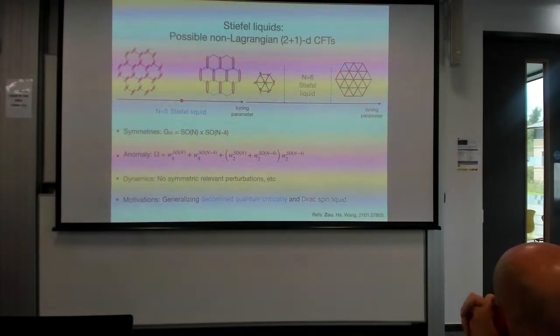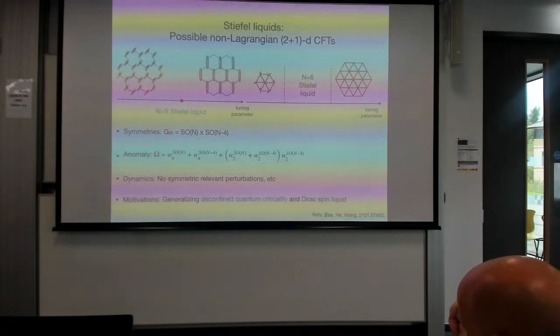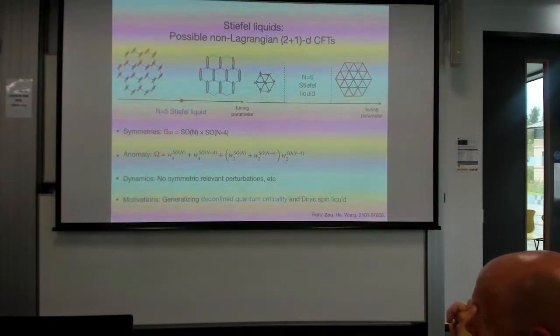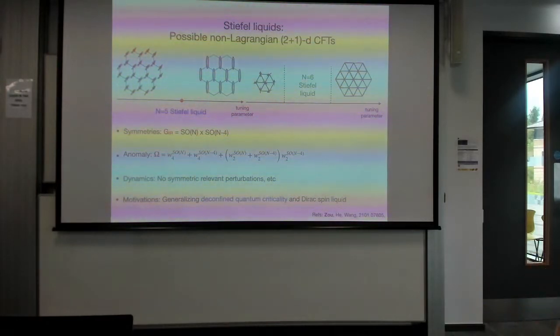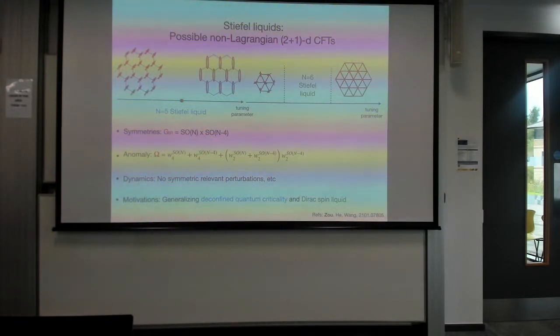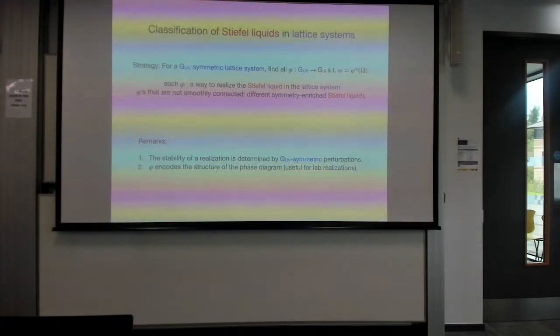You may want to ask why I want to consider this particular strange symmetry and this particular anomaly. It's actually because at the beginning we were thinking of the deconfined quantum criticality, and that's what I was talking about. And another state that is studied in condensed matter quite a lot is the spin liquid. We studied these two, and we found we can generalize them into an infinite family. That's the spherical liquid.